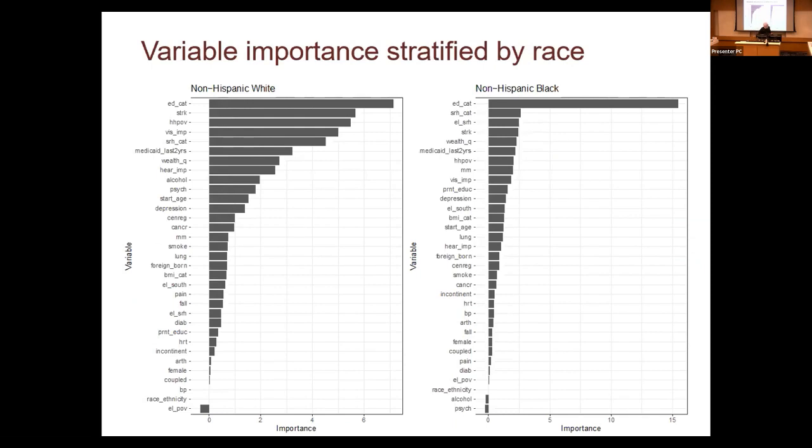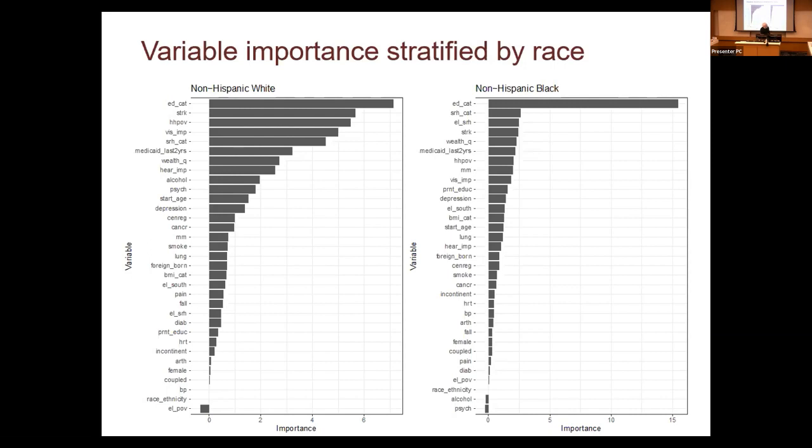And then lastly, this is variable importance stratified by race. And we can see that there are actually differences in the variables that are important by racial and ethnic groups. So this is the same model, but run within the different racial and ethnic groups. We can see, first off, although education is the top ranked predictor for both non-Hispanic white and non-Hispanic Black, its importance relative to the other predictors in the model is much greater among non-Hispanic Black respondents.